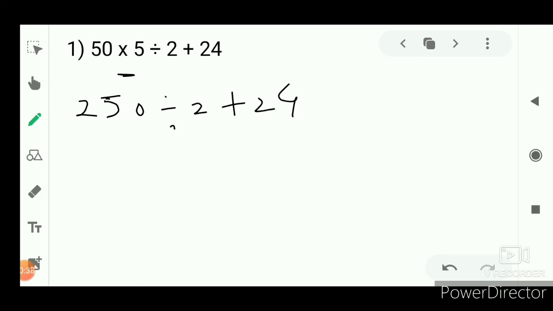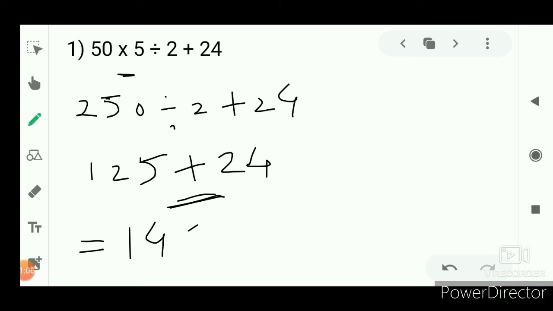Now we have to see for multiplication and division. Yes, here a division is present, so we have to divide first, then add. Okay, so 250 divided by 2 will give 125, plus 24. Now there is only one operation, addition. So 125 plus 24 will give 149.